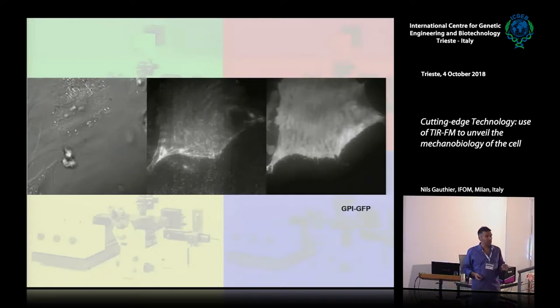Because the GPI anchor proteins are intrinsic proteins of the plasma membrane, they are very rich in the plasma membrane. Then when you do a TIR-FM experiment, this is bad, but it's what it was, there is actin here. You see your complete membrane is fluorescent. Then if you want to see something coming in from the cell and fusing with the membrane, it's almost impossible.